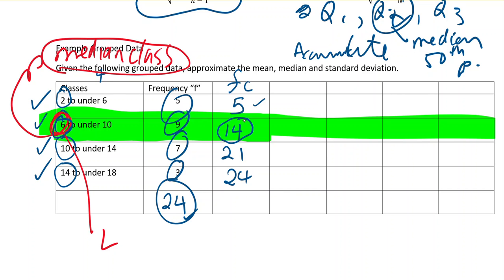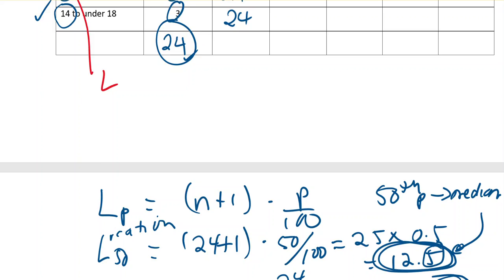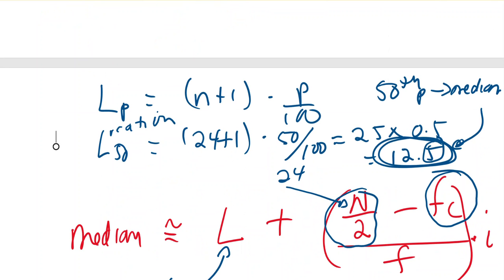The median class is the green class from 6 to 10. So the cumulative frequency up to but not including this must be 5. Up to but not including 14, so it must be 5. Going back down to here, I know that this is 5.